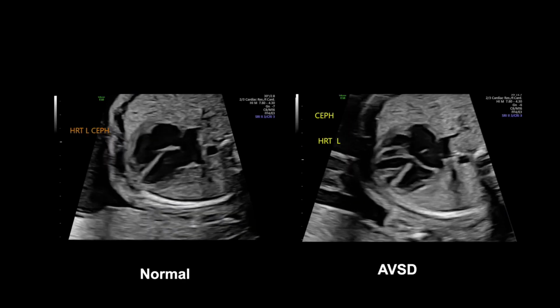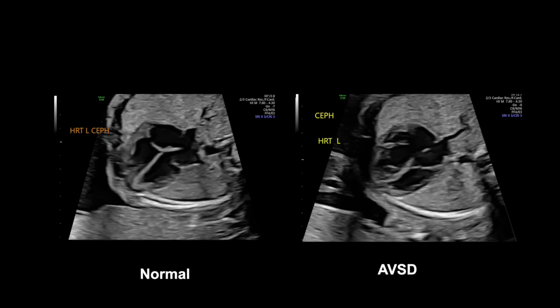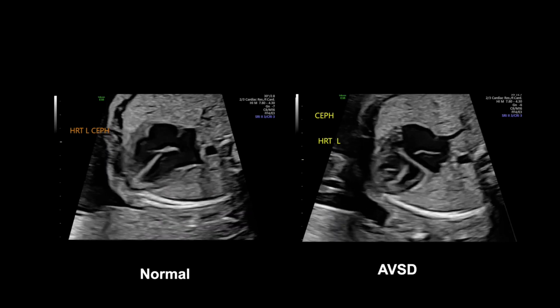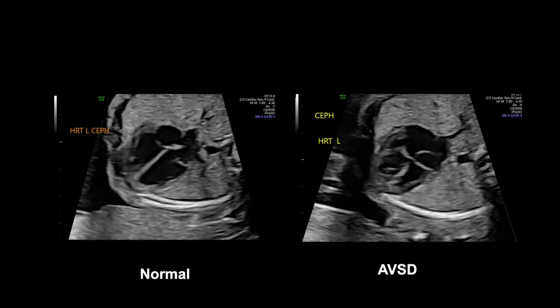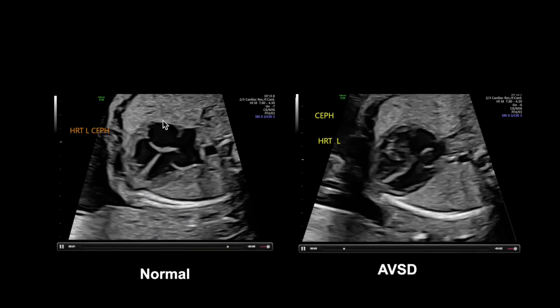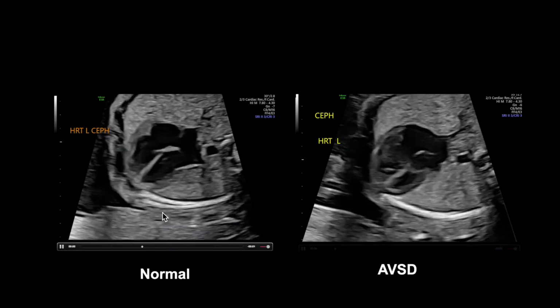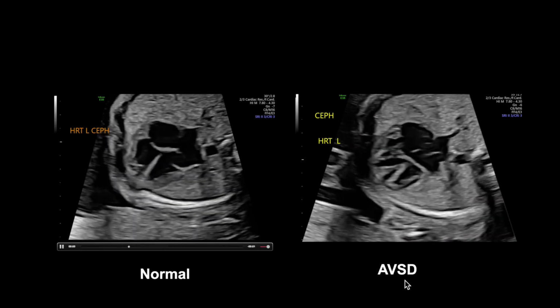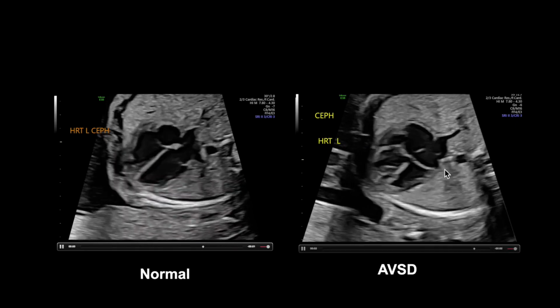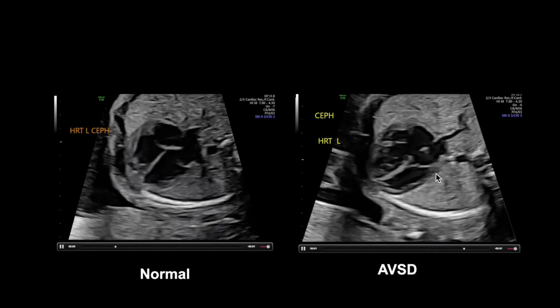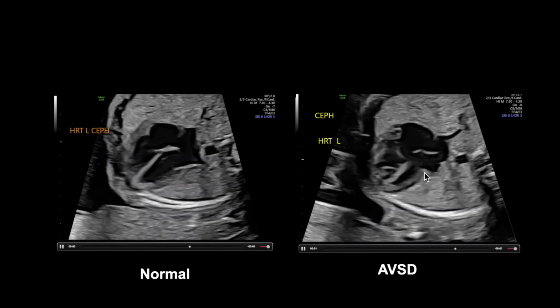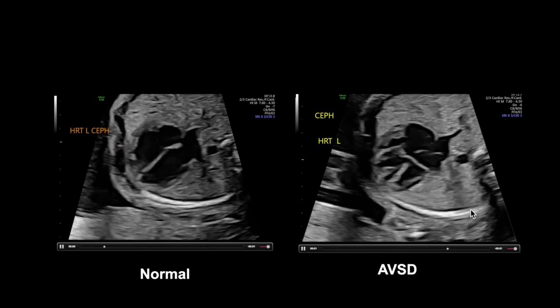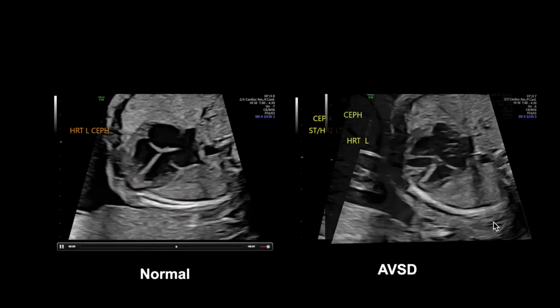This is another place where the short axis view might help you. I'm just going to show you the 4-chamber views first to get you acclimated. This is a normal 4-chamber on the left side, and then on the right side we have an atrioventricular septal defect, where we can see just a single valve coming across, going into both ventricles.